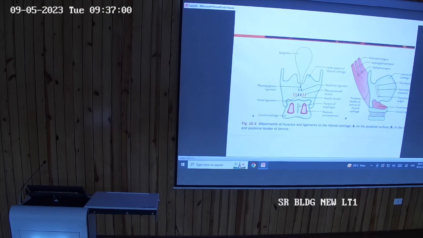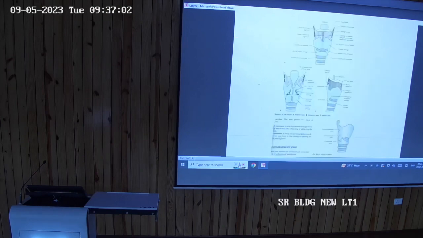After seeing this, we come to another part. As I told you previously, the larynx consists of a number of ligaments, membranes and muscles, so we will talk about them one by one. From the anterior side, look at this diagram. This is the thyroid cartilage, no problem. Above that, this is the hyoid bone.